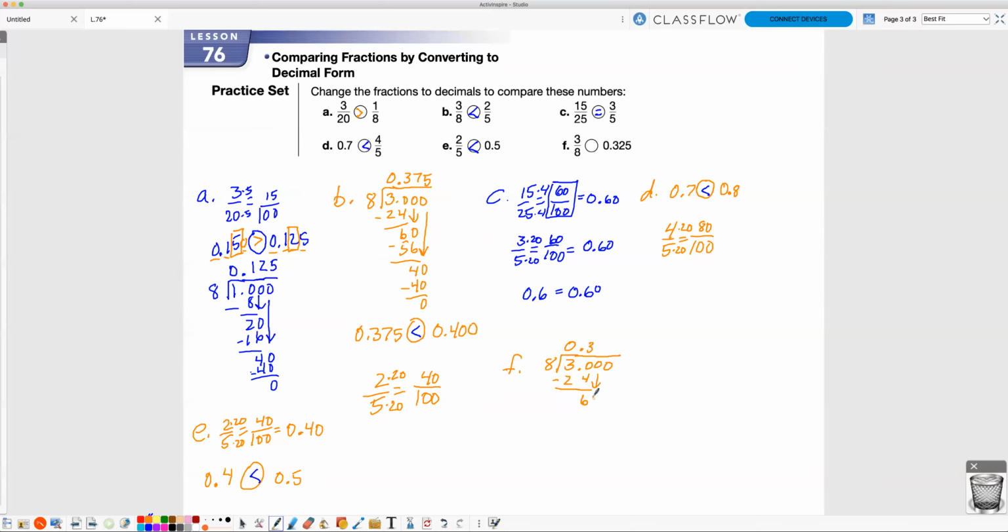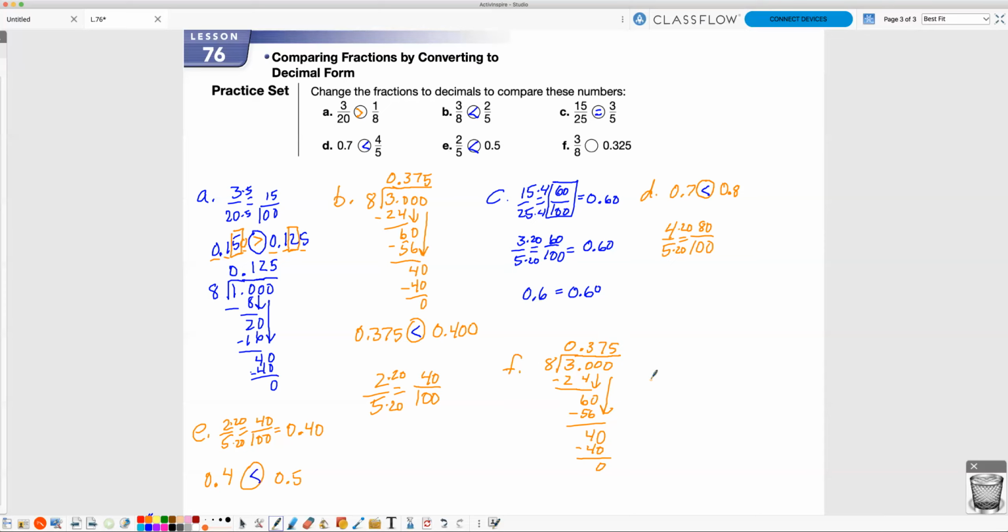Bring this 0 down. 60 divided by 8 would be 7, which would get me to 56. This would be 4. Bring this 0 down. This would be 40 divided by 8, which would be 5. 5 times 8 is 40. There's nothing left over. This is my decimal for 3/8.